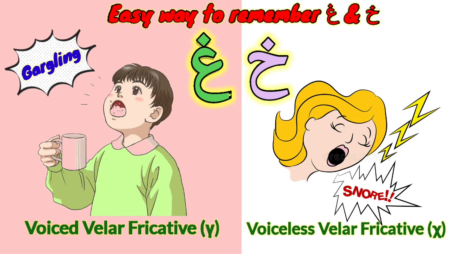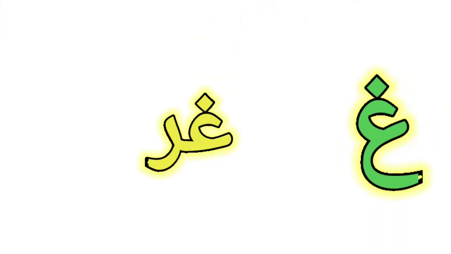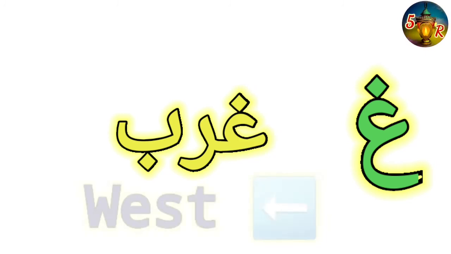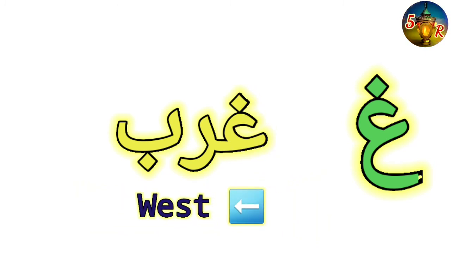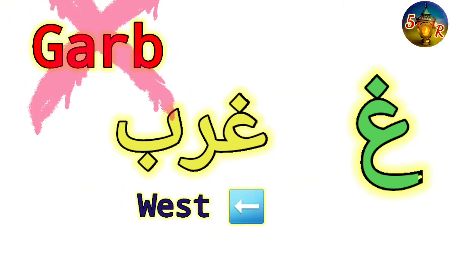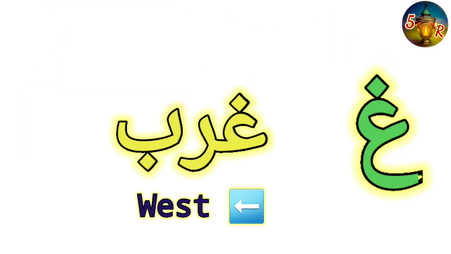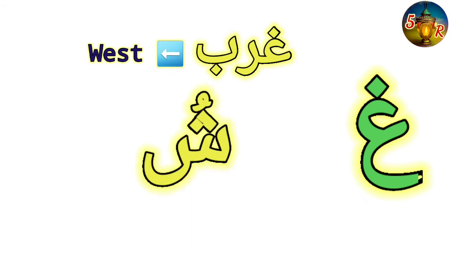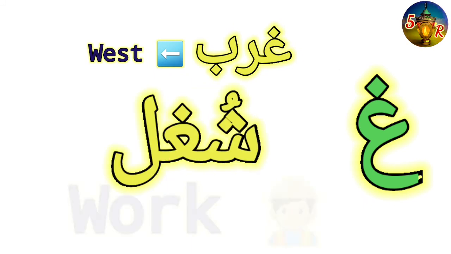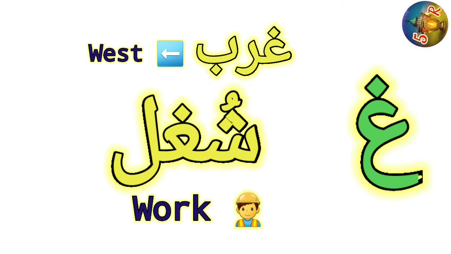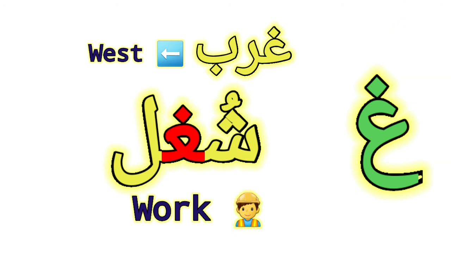And it will be more clear now when we see some amthila for ghain. Ghain as in the word gharb. Gharb means west. So be careful, it's not garb, it is gharb. And ghain in the middle as in the word shughl. Shughl means work. Be careful, as you noticed, ghain is closed as well in the middle, same as ayn. As we agreed before, all the pairs, they have almost the same rules when we write them.